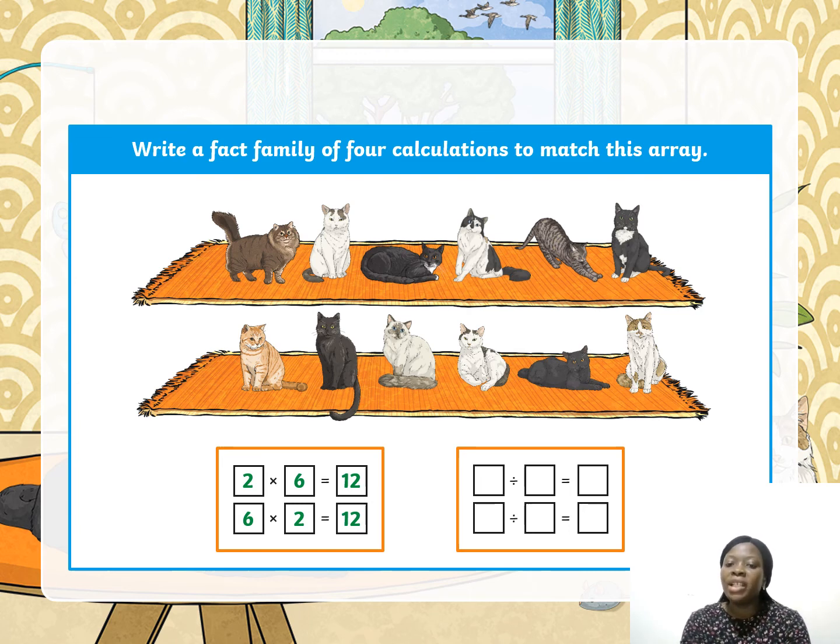Now, what will be our division sentence? So we're going to have 12 divided by 2 is equals to 6, or 12 divided by 6 is equals to 2. I hope this is clear. Go ahead and create your own questions, make your own drawings, and try to write a fact family of your calculation to match your drawings.